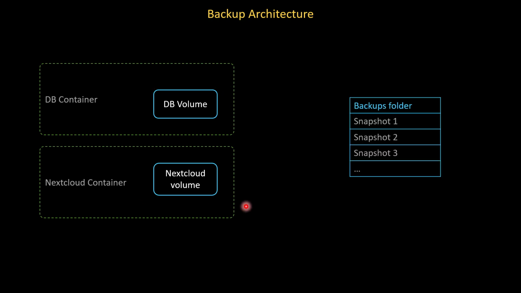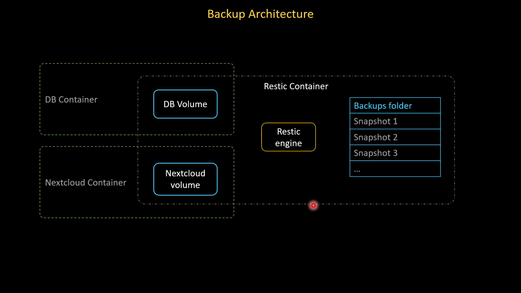So in this video, we will backup our data into a folder on the backup host. So let's say we have a folder called backup folder. So in this backups folder, we will create daily snapshots of the required data from these Docker volumes. For this, we are using a Docker container called Restic. Restic is an open source backup and restoration engine which makes backup and restoration very easy.